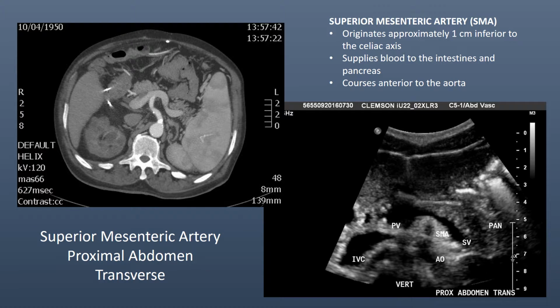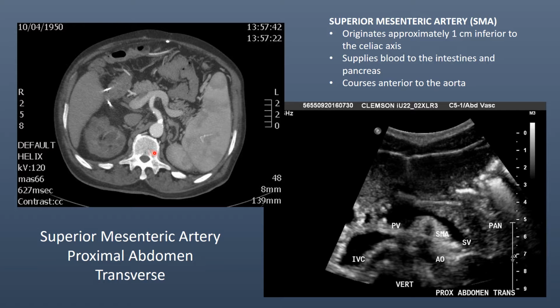These images are still in the proximal abdomen, about 1 centimeter inferior to the point when we were looking at the celiac axis. So this is CT and ultrasound. Once again, this is the posterior aspect of the CT, anterior aspect, right and left.